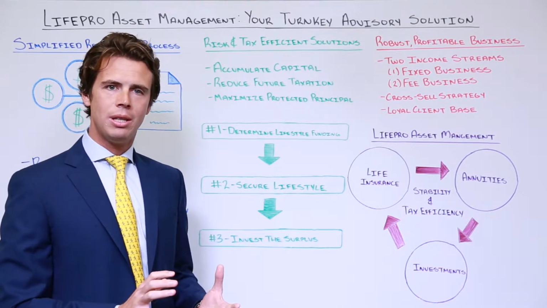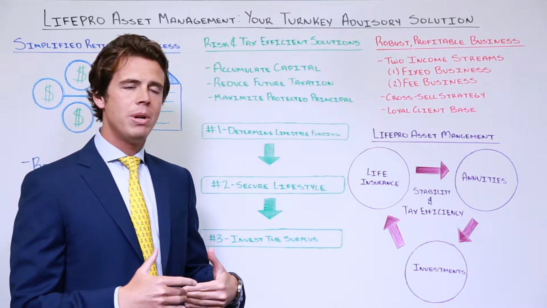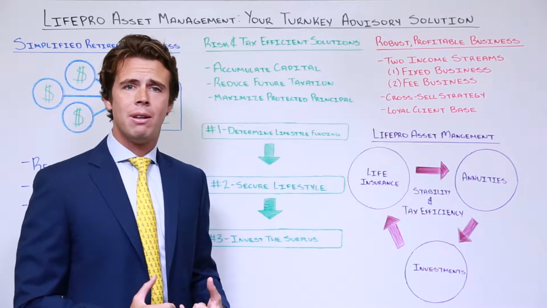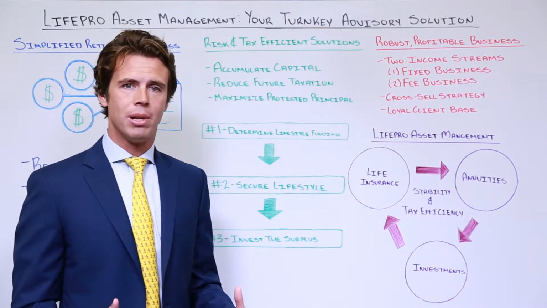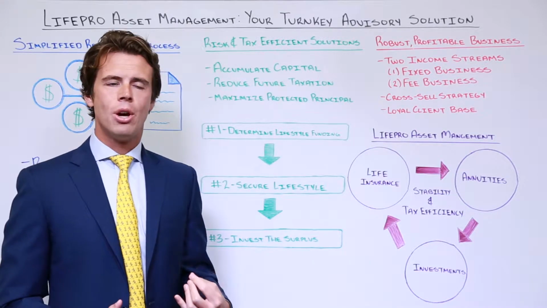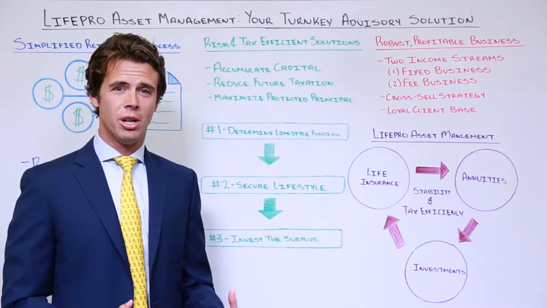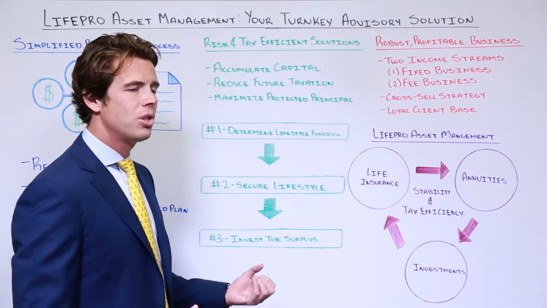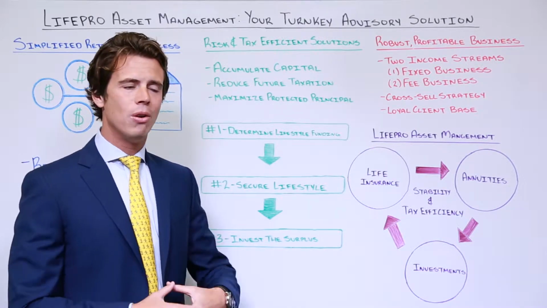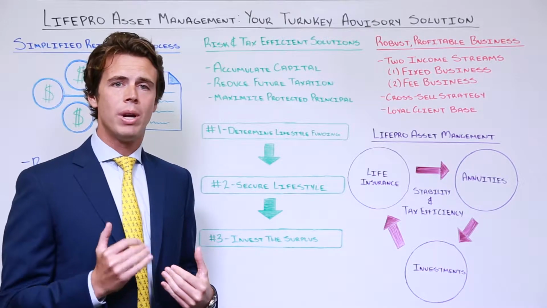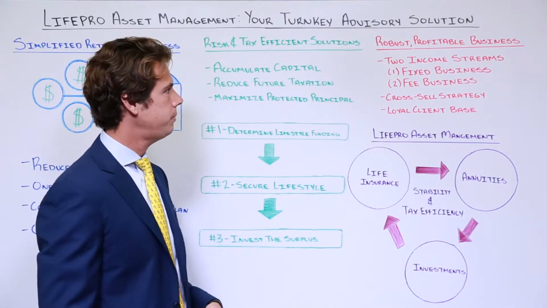Once we've secured that lifestyle and we've secured the minimum amount of death benefit required by the client, we then move and invest the surplus. When the client knows that their retirement is secured, they're actually able to take a little bit more risk on those surplus savings, and overall we create a more risk-efficient portfolio.